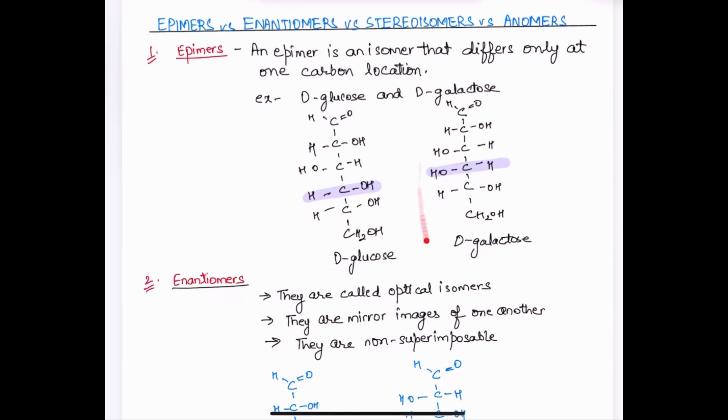D-glucose and D-galactose, both of them are aldoses. They differ only at carbon number 4: 1, 2, 3, 4. H-OH differences are there.